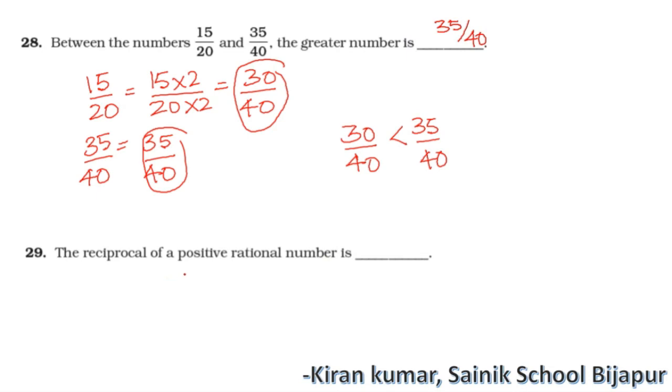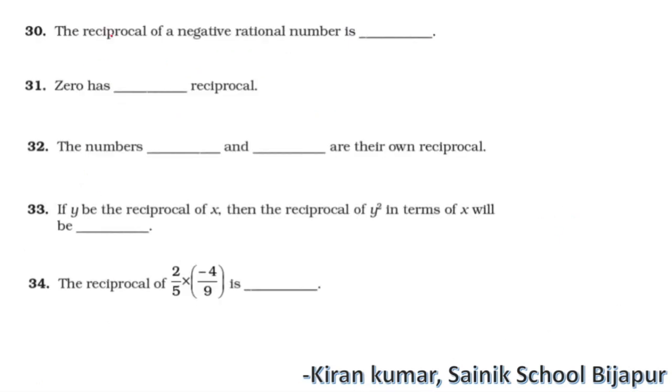29th, the reciprocal of a positive rational number is positive rational number always. 30th, the reciprocal of a negative rational number is a negative rational number always. 0 has no reciprocal. The numbers 1 and -1 are their own reciprocal.